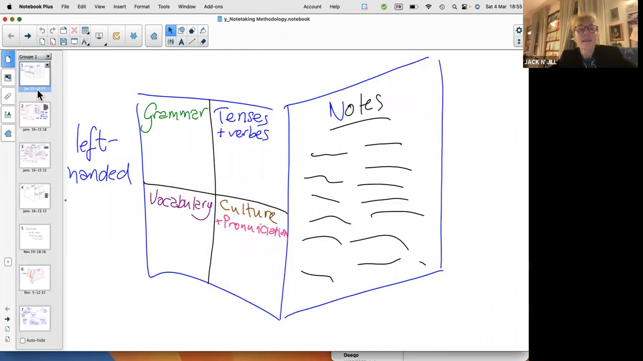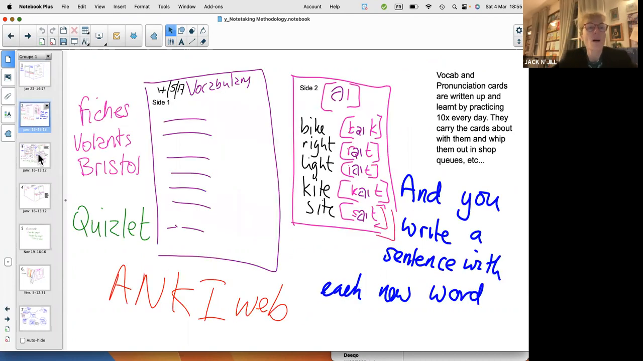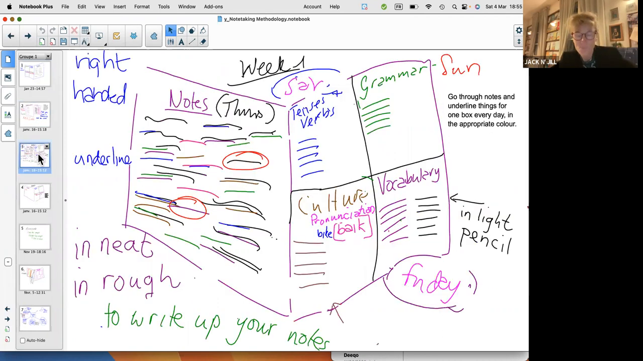Now then, the first thing to say is to find out whether your students are left-handed or right-handed. I start with the left-handed sheet because I'll go through it quite quickly. Not many students are left-handed. If they're left-handed, then note-taking during the lesson takes place on the right side, and all of the rewriting of their notes in neat will take place on the left side. But as most of our students are right-handed, I will go straight onto this sheet.